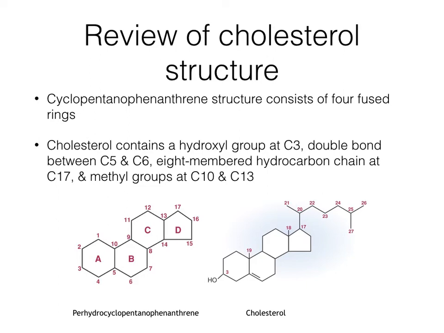Let's briefly review the structure of cholesterol. As shown by the illustration, it is made up of four fused rings. So this ring is what we call the cyclopentanoperhydrophenanthrene ring. Cholesterol on the right side of the screen is shown. It actually contains a hydroxyl group at position number 3, so it is an alcohol, as well as a double bond between carbon number 5 and number 6. So it is an unsaturated alcohol. An 8-membered hydrocarbon chain can be seen at carbon number 17, as well as the presence of methyl groups at carbon number 10 and number 13. So in other words, cholesterol can be described as an unsaturated alcohol that contains the cyclopentanophenanthrene ring.